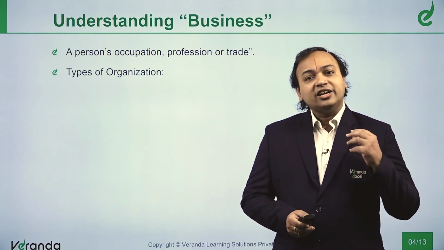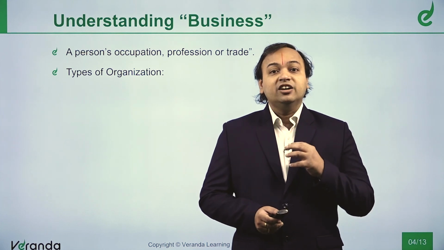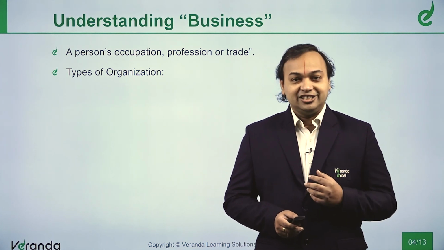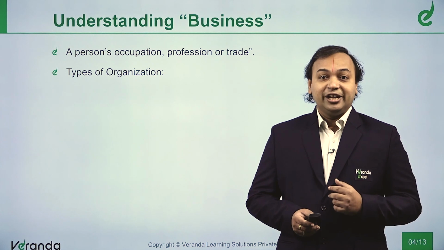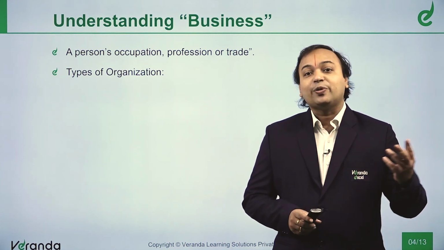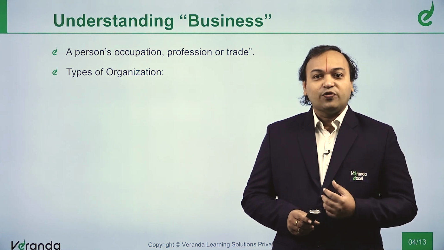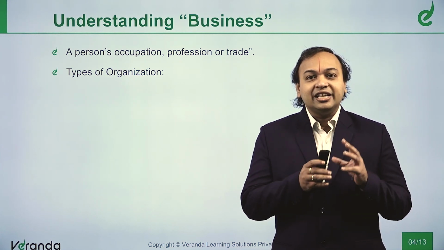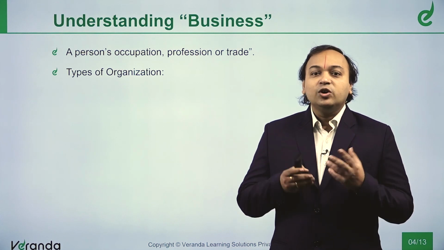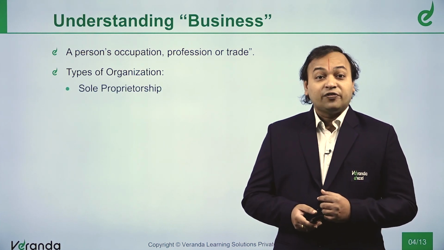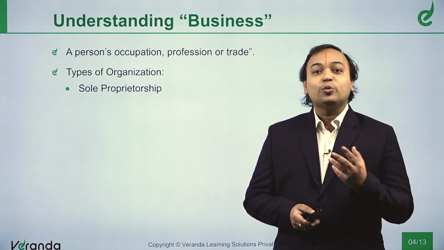Now, we have to understand how we can earn money. For that, we have to create an organization. How can an organization be created? There are various forms, depending on the country. We have listed around 7 or 8 types of organization here, so that we can understand them briefly. The first and foremost is the sole proprietorship.